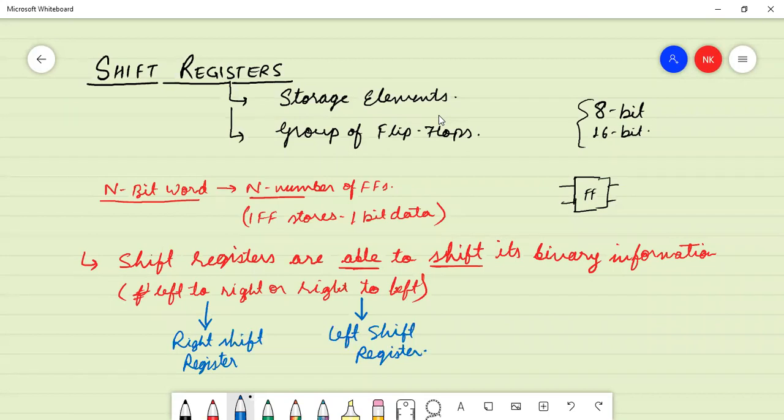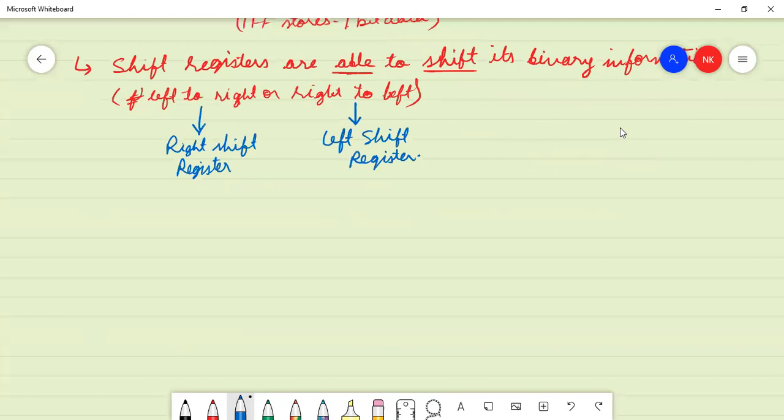ओके, ऑब्वियस है कि जो भी ये शिफ्टिंग होगा, that shifting will depend upon the clock pulse. हम जानते हैं कि हमारा जो फ्लिप फ्लॉप है वो एक क्लॉक फ्लिप फ्लॉप है, so the shifting will be based upon the clock pulse.